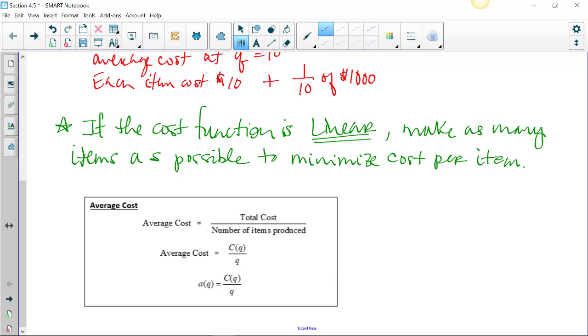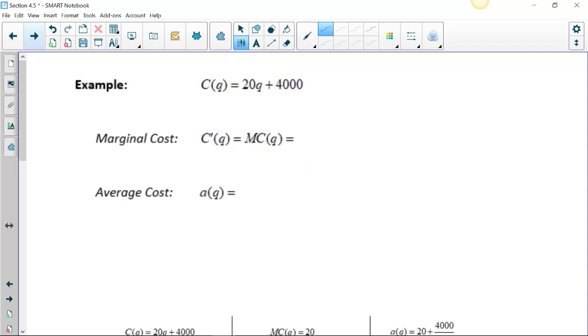Okay, that's an average. So basically we take our cost function, we divide by Q, the number of items or units produced, and we have a name for that cost function. We use the lowercase letter a to represent average cost. Okay, let's look at another example.